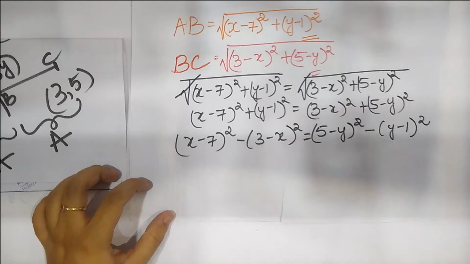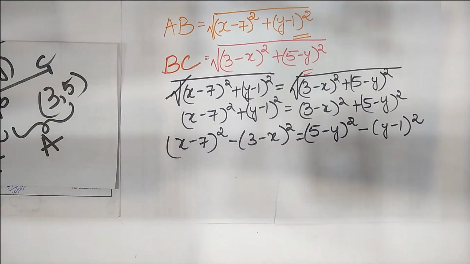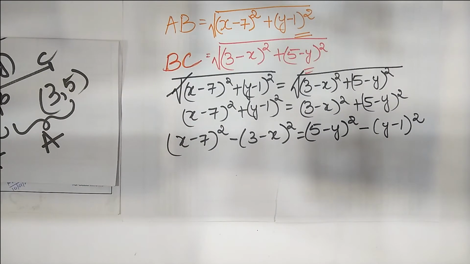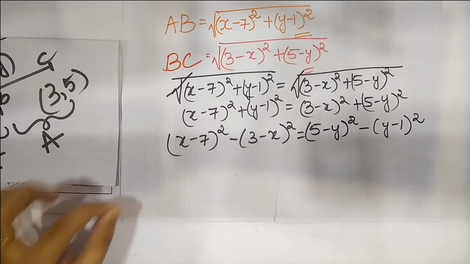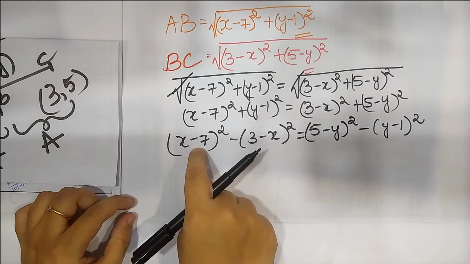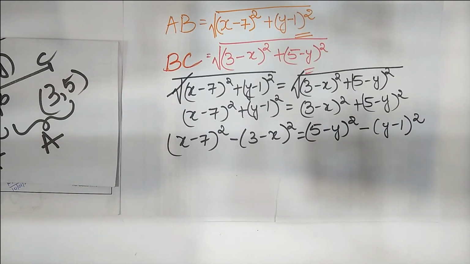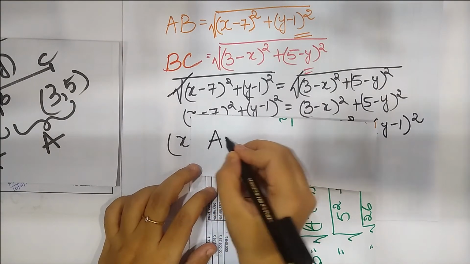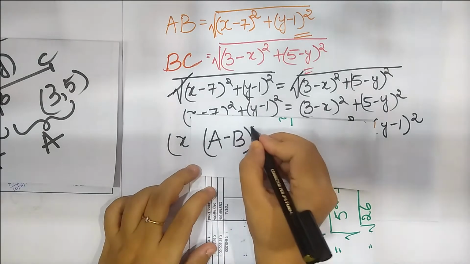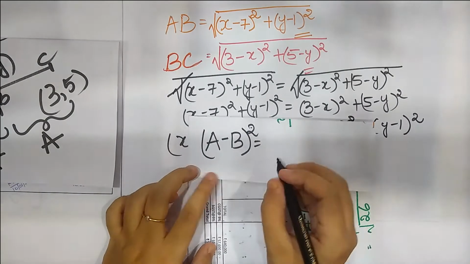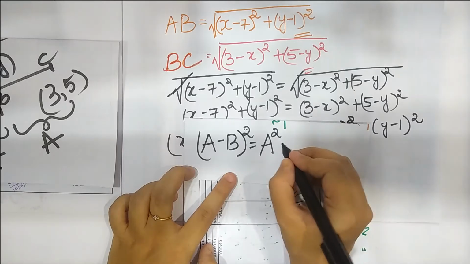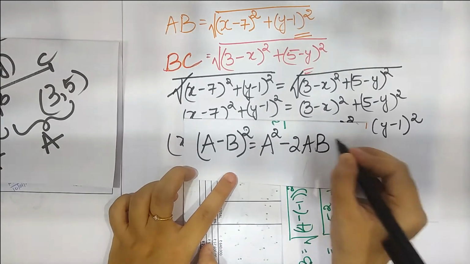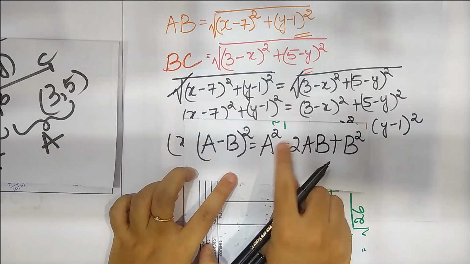Alright. Now let us use the formula for a minus b the whole square. What is a minus b the whole square? It will be a square minus 2ab plus b square. Using that formula, we can apply it here and write it down. Let me note down the formula for you first. The formula is a minus b the whole square is equal to a square minus 2ab plus b square. So this is your formula.